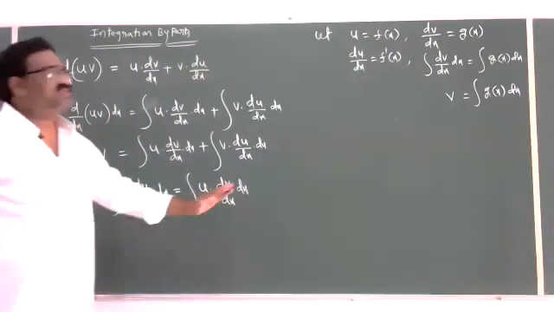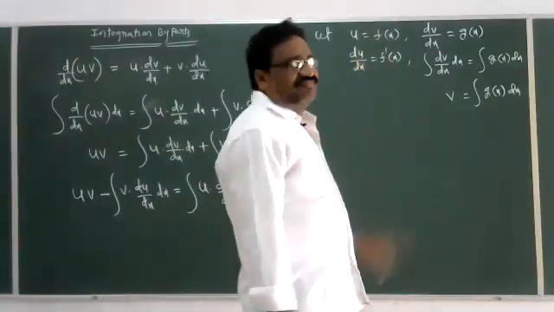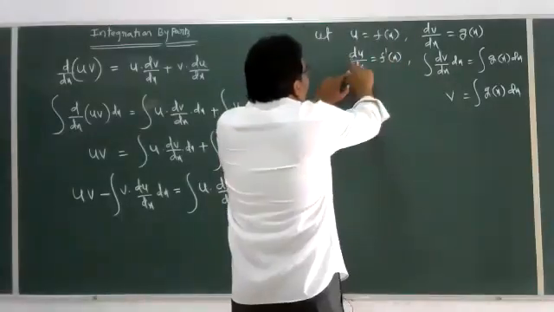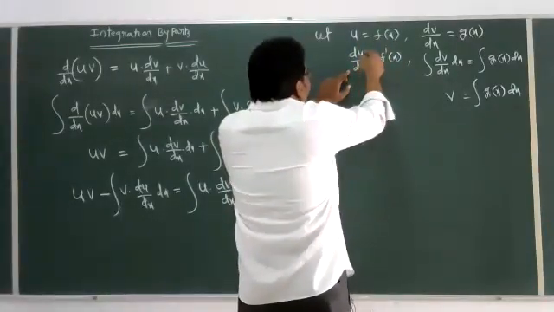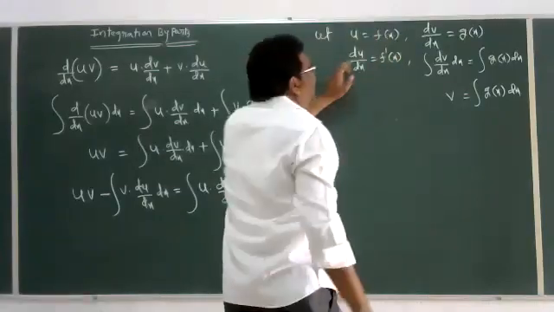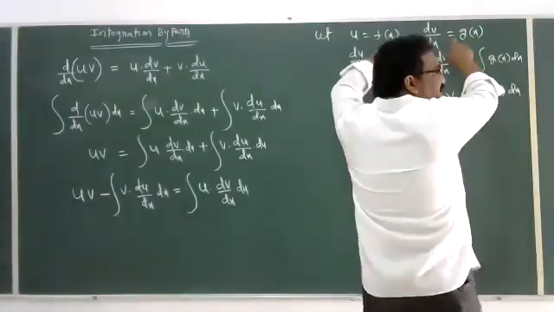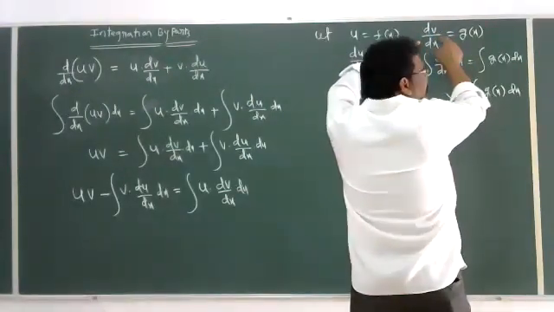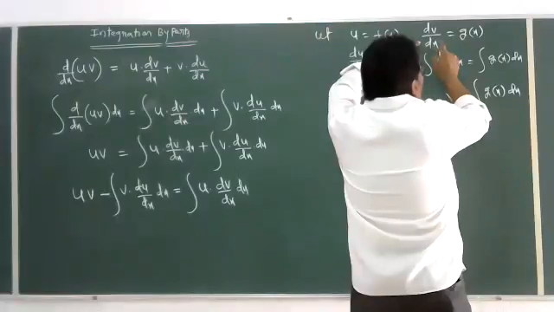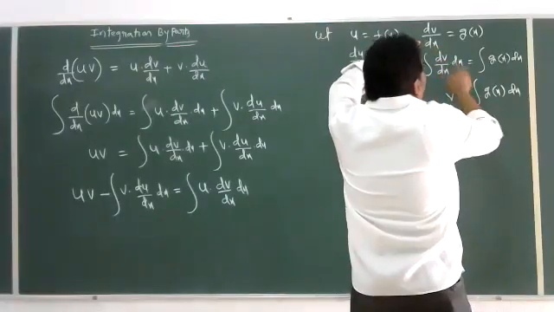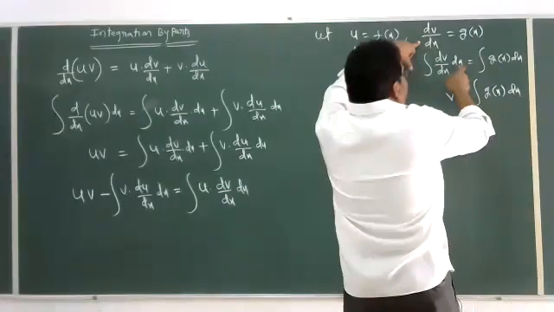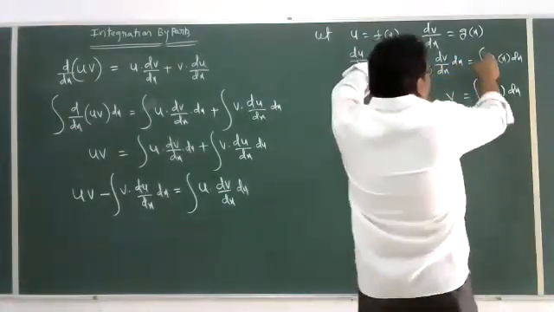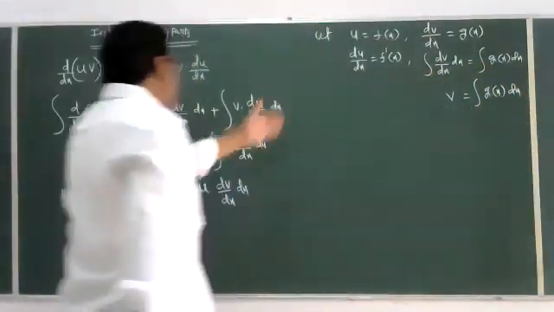Then let us consider U is equal to f of x and dV by dx is equal to g of x. Here, differentiating both sides, you get du by dx is equal to f dash x. Here, integrating on both sides, what is this? V with respect to x derivative. V is the function, differentiation with respect to x. That's why we integrate both sides with respect to x. That's why derivative and integration cancel. Then you get function V is equal to integration of g of x into dx. Then substitute here.